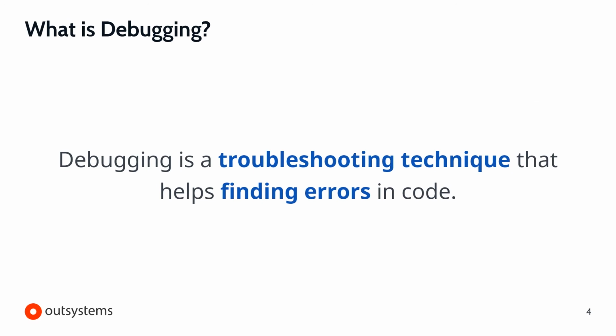What is debugging? Debugging is essentially a troubleshooting technique that helps detect errors in software code through a methodical analysis of code. It also helps remove the errors found to guarantee that the code runs according to the desired specifications.